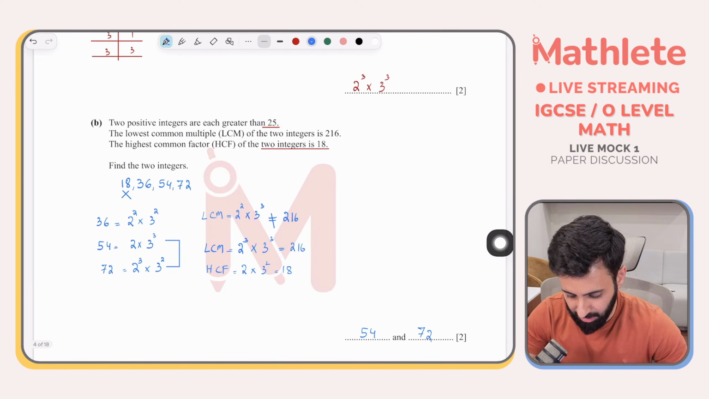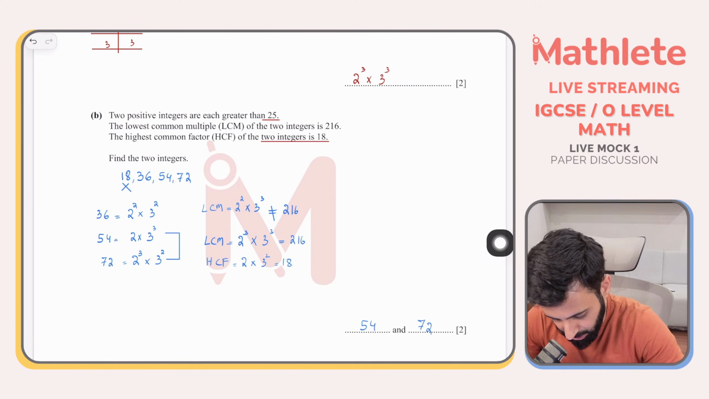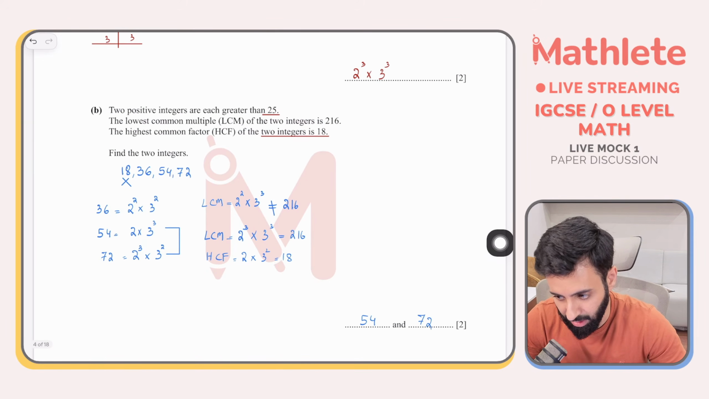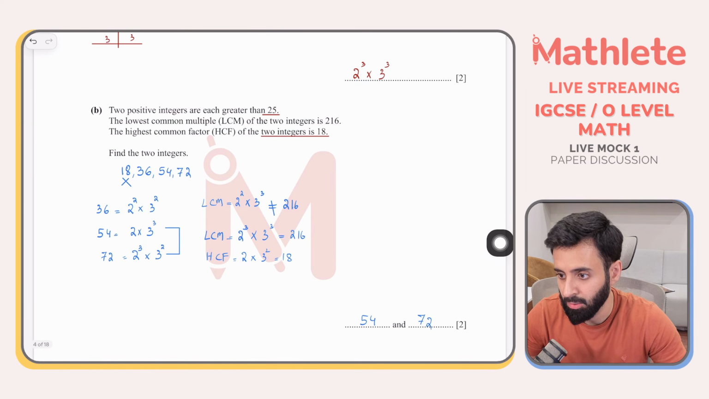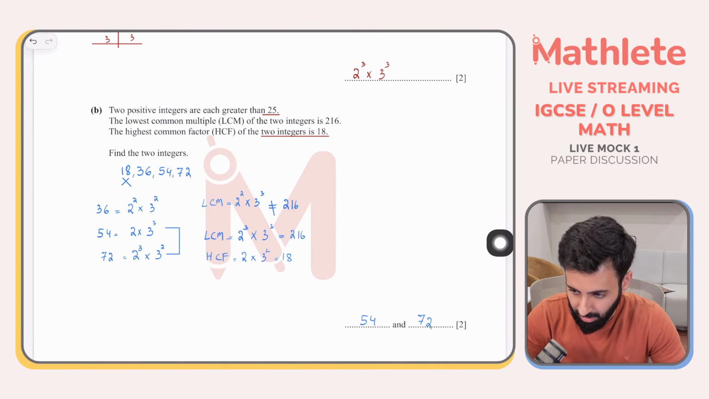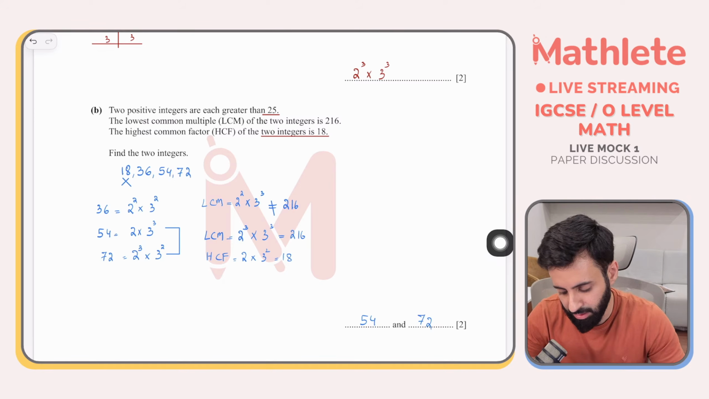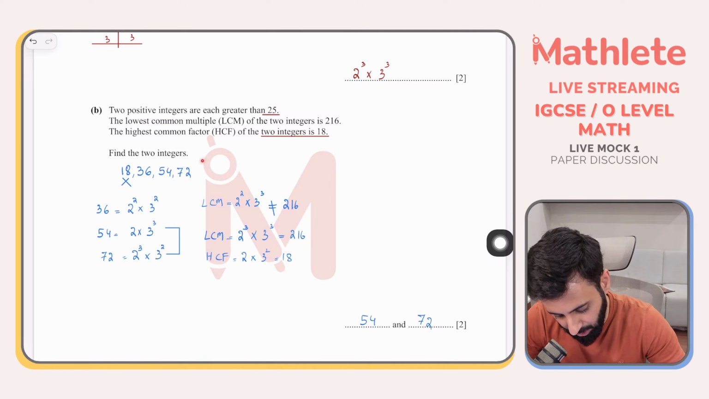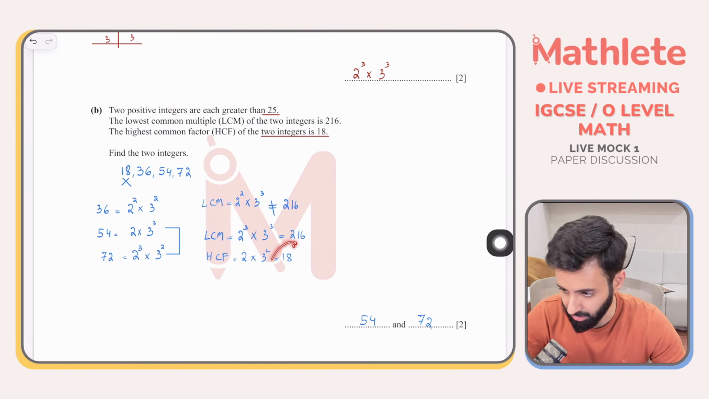18. Why did I pick these numbers? I picked these numbers because the question said that the highest common factor of these two integers is 18. If the highest common factor is 18, what does that mean? That means that the numbers are multiples of 18. So you start writing down multiples of 18 and then you start comparing these numbers. See which two numbers have an LCM of 216 and an HCF of 18.